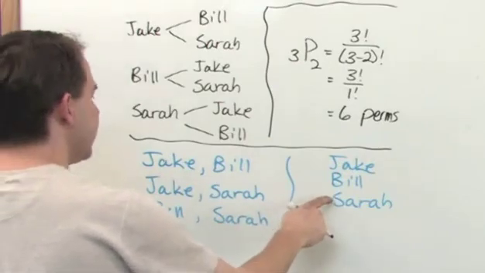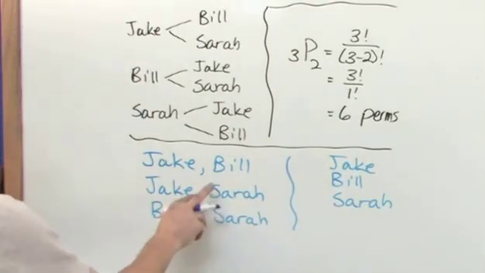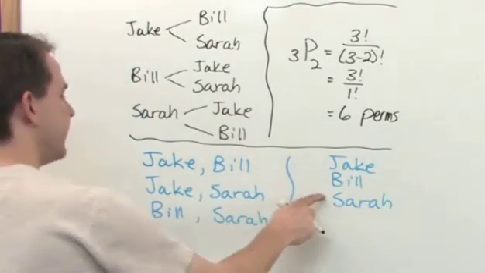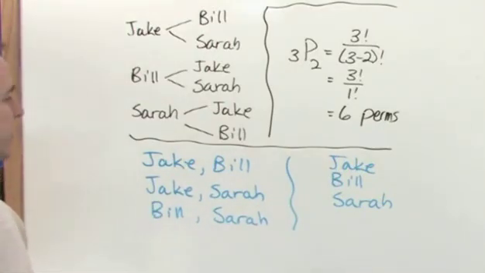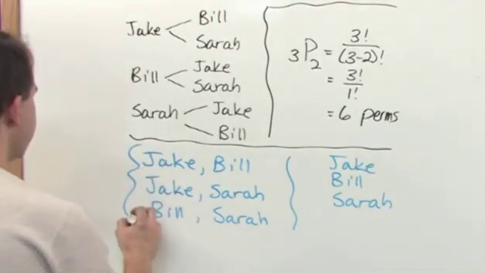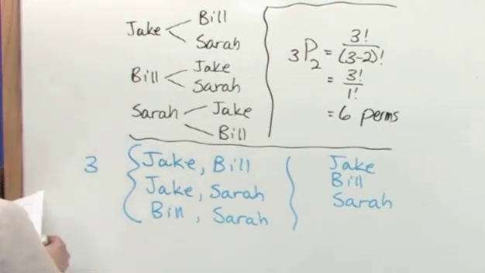Well, what about Sarah and Jake? That one's covered here. It's just in a different order. Well, what about Sarah and Bill? That one's covered here. It's just written down in a different order. But the order doesn't matter because we're just sending them on a plane trip somewhere. So what I'm getting at here is there's only three combinations.